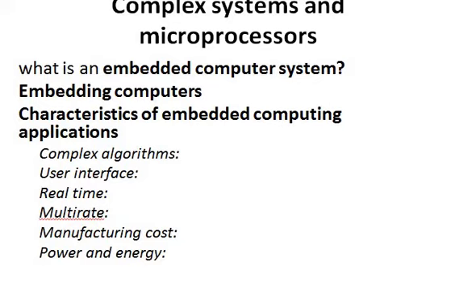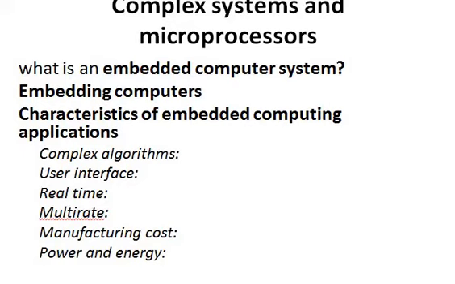A microprocessor is a single chip CPU. In simple terms, VLSI technology has allowed us to put the CPU on a single chip. The first microprocessor was made by Intel, model number 4004, and was designed for an embedded application, namely a calculator. It was not general purpose.